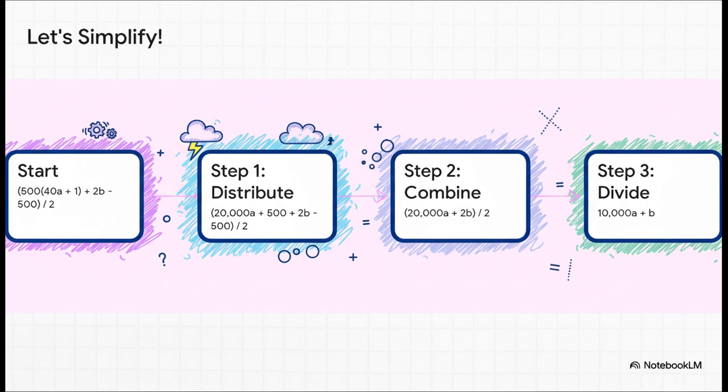Now, step 2, we combine our like terms. And look at this. You have a plus 500 and a minus 500. Poof, they cancel each other out completely. That leaves us with just 20,000a plus 2b. So much cleaner. And now for the last step, we divide that whole thing by 2. And suddenly, that entire mess boils down to something incredibly simple.